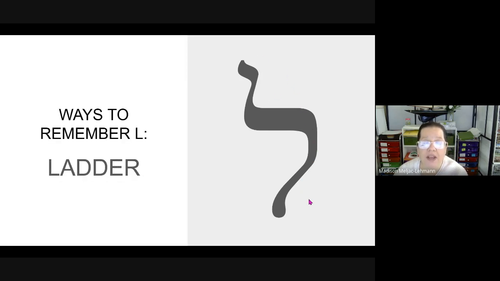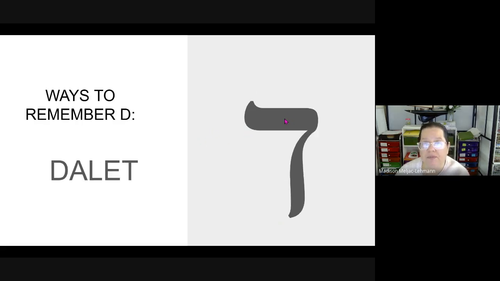So one of the ways that people remember Lamed is it's a ladder. You could step here, you could step here, and you could go up, or you could step on the ladder this way, or you have 1 L this way. And if we could turn our heads upside down, which we can't, thank goodness, we would have a letter L this way. So there's a couple different ways to remember Lamed.